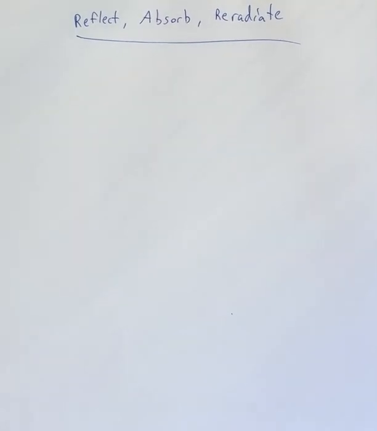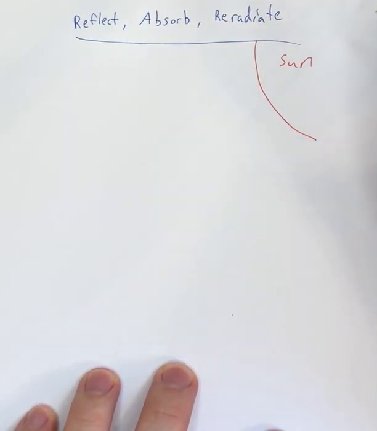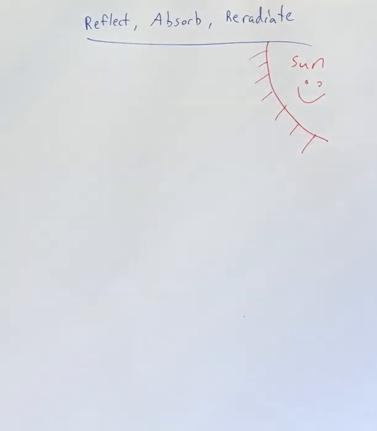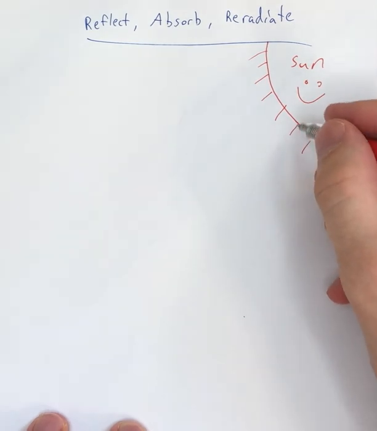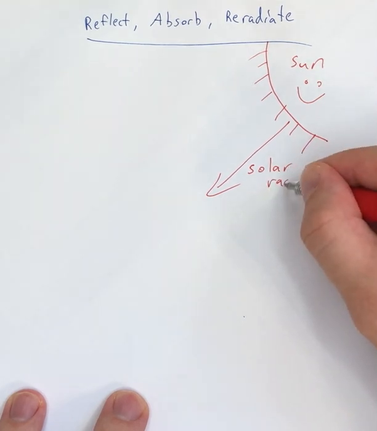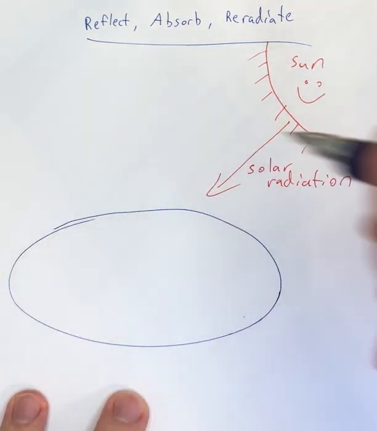All right, so we have reflect, absorb, and re-radiate. So what happens, we have our sun right here, and thankfully it's a happy sun. Okay, so the sun emits radiation. All right, so this solar radiation goes out from the sun, and what happens is it keeps going until it hits something. Let's say there's a lake.